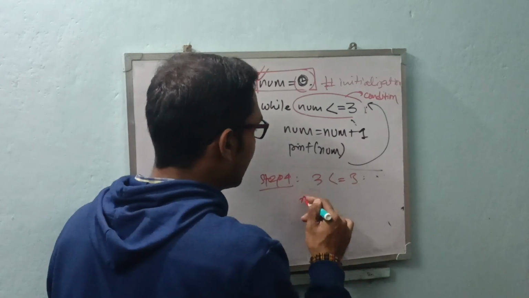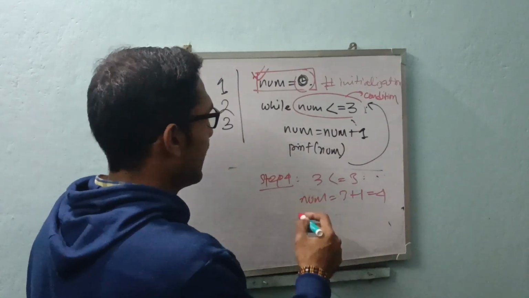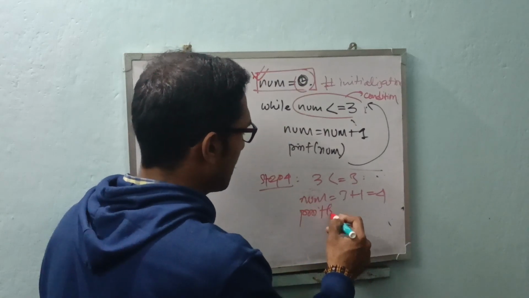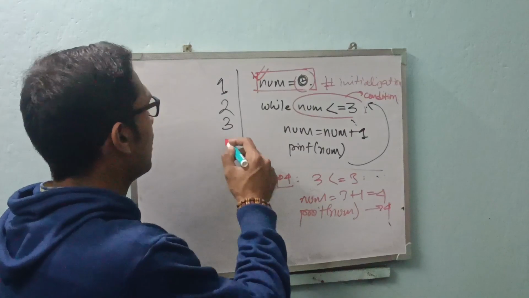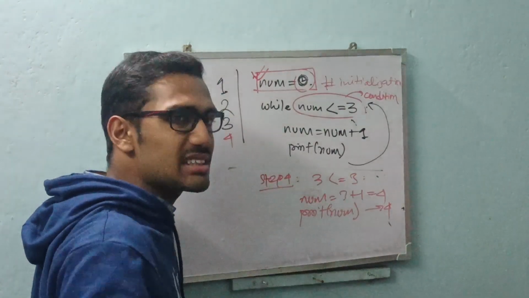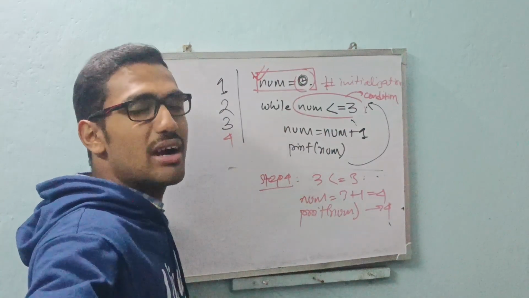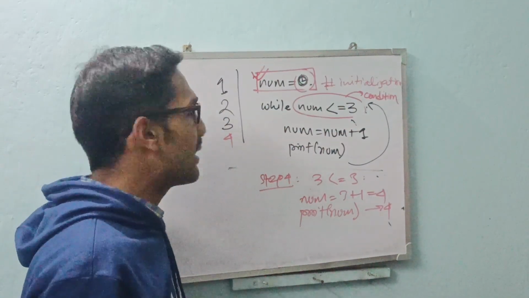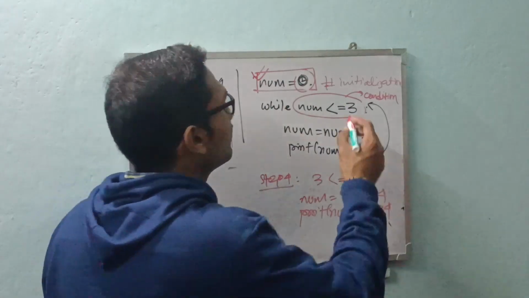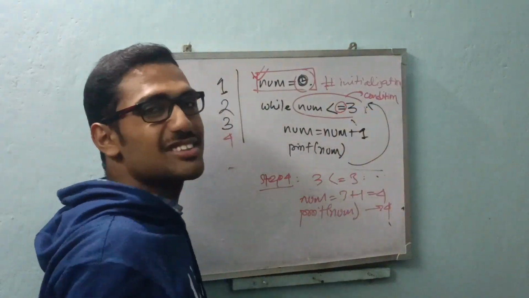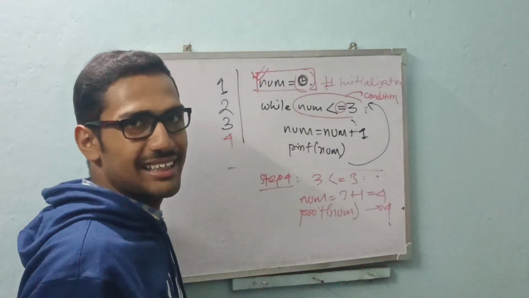And the value of num will get incremented by 1. So 3 plus 1 equals 4. And the value of num will get printed. So 4 will also get printed. But try to understand one point. What was my requirement? I want to print numbers from 1 to 3. But here see, 4 is also getting printed. Why? Just because of this particular equals to sign.